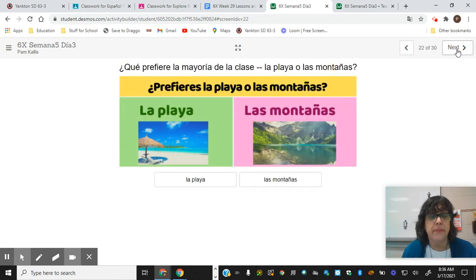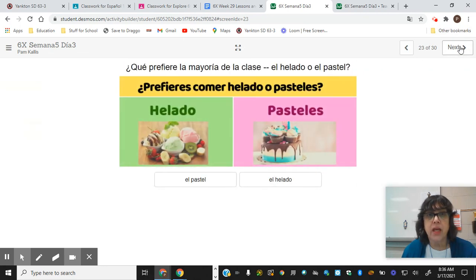Yo prefiero gato. ¿Qué prefiere la mayoría de la clase? ¿La playa o las montañas? Speaking from experience, la mayoría de la clase prefiere la playa. What's la playa? The beach. ¿Qué prefiere la mayoría de la clase? ¿El helado o el pastel? Helado or pastel? Speaking from experience, the majority of the class is going to prefer ice cream. So which word is ice cream? Pastel or helado? Helado. Helado is ice cream.